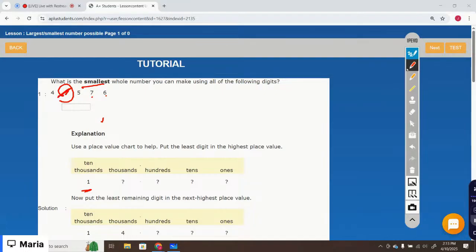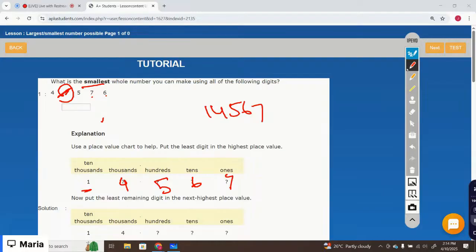Now you don't have one. Now for the rest of the four numbers, write the smallest number at the thousands place. So the smallest number is 4, right? Now you have 5, 7, 6. The smallest number is 5. Then you have 6 and then you have 7. So that is the smallest number you can make out of these digits.